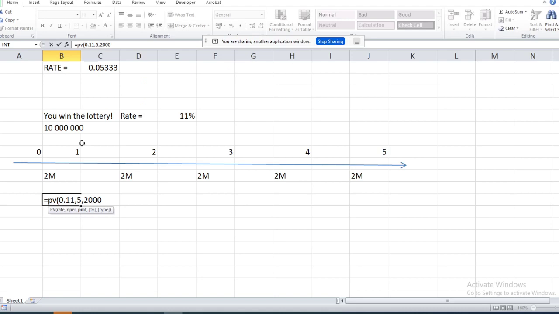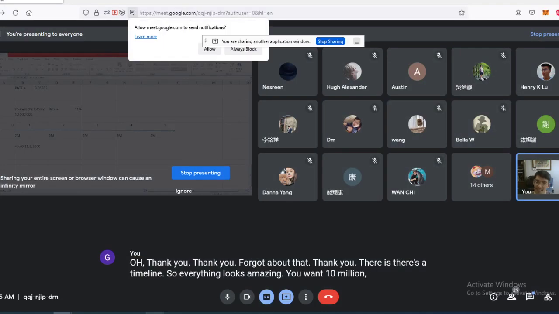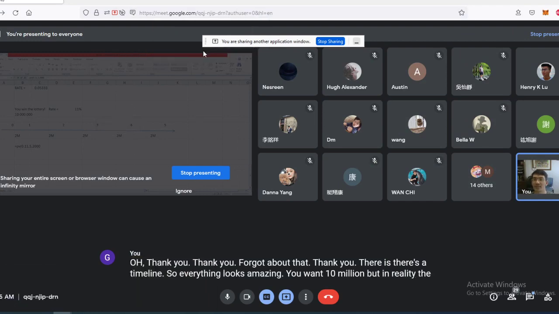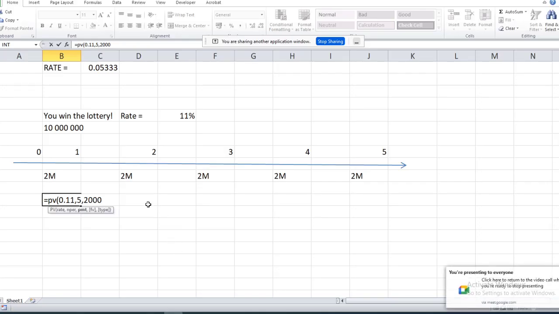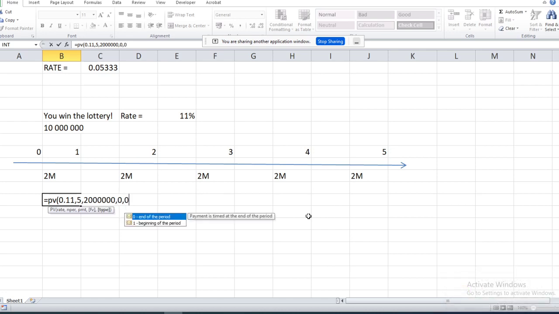There's the timeline. So everything looks amazing. You won 10 million. But in reality, the value that you are receiving is a little bit less. Let's see how much that actual value is. Besides the regular payments of 2 million, the lottery organizers are not going to pay you anything else. So besides these regular payments, there is no other future value that you're going to receive. So FV is 0. And type is 0 in this case because you receive these 2 million at the end of each of the 5 years, not at the beginning.